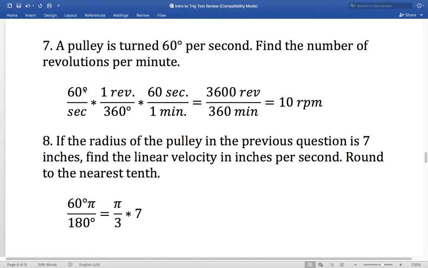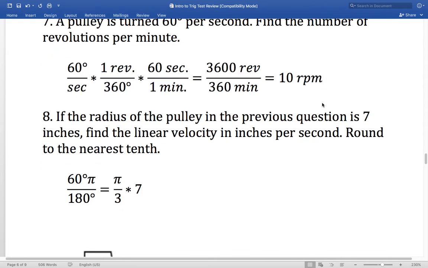This degree cancels out that degree. This second cancels out that second. And we're left with revolutions and minutes. We multiply straight across in the numerator, we get 3,600. Multiply straight across in the denominator, you get 360. Divide that, you get 10 revolutions per minute.